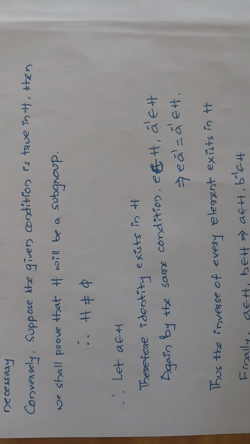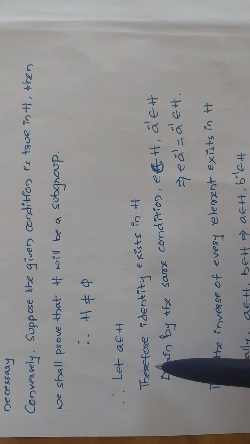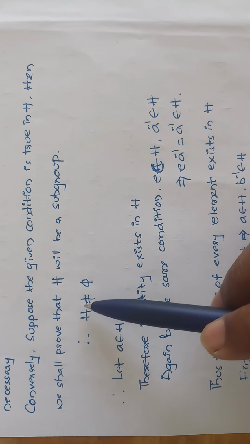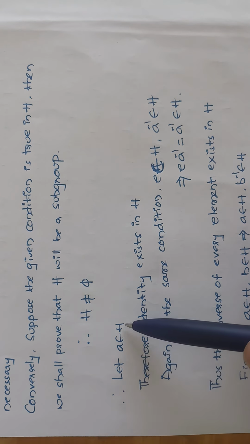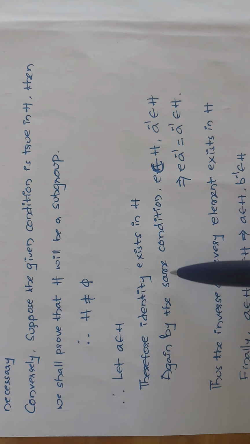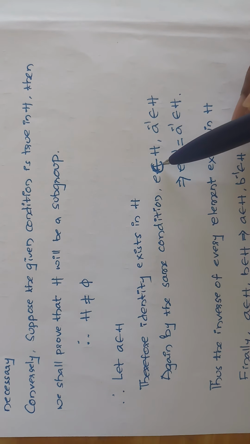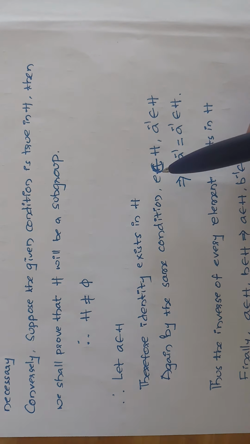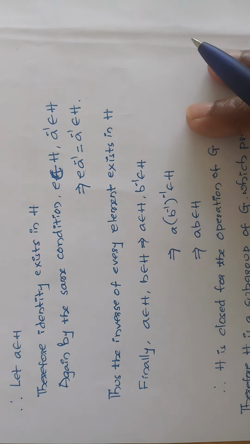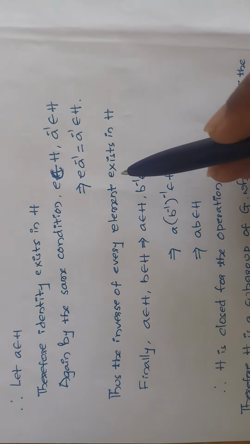Non-empty. Okay, therefore let a belongs to H, because above we have taken a non-empty subset H of a group G is a subgroup of G. Therefore your H is non-empty. So therefore let a belongs to H. Therefore the identity exists in H. Again by the same condition, e belongs to H and a inverse belongs to H. So the product of these two also belongs to H, that is e into a inverse, which is equal to a inverse, also belongs to H. Thus the inverse of every element exists in H.